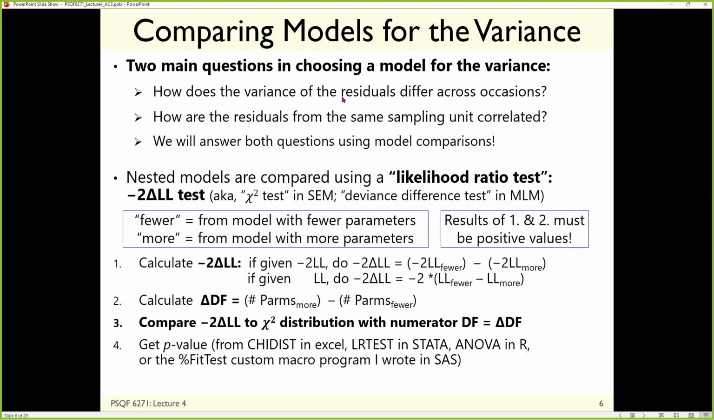But yeah, let's back up a bit. So there's really two questions that we're answering in comparing models at this point. Are the residual variances different over time or the same? And right now, those are the only two options, all different or all same. And how are the residuals from the same sampling unit, level 2 unit, person in this case, correlated? And there's different kinds of patterns of correlation that I'll introduce you to.